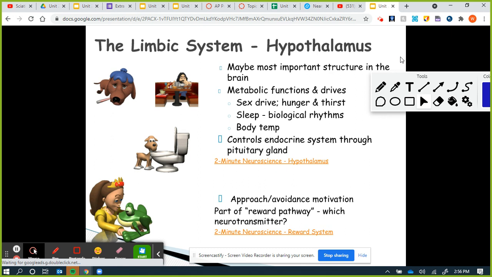Thank you. Okay, so dopamine is heavily involved in the hypothalamus because dopamine's heavily involved in drives.